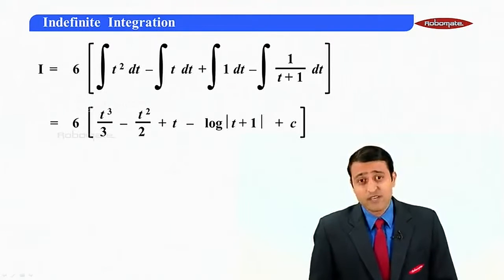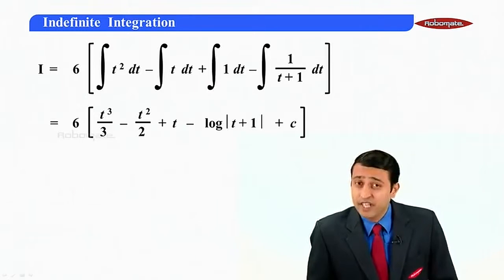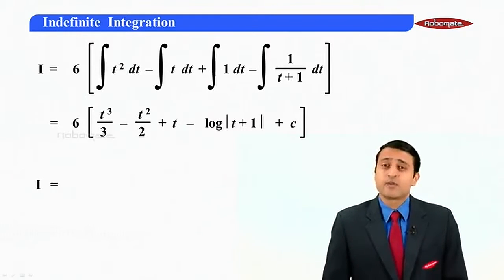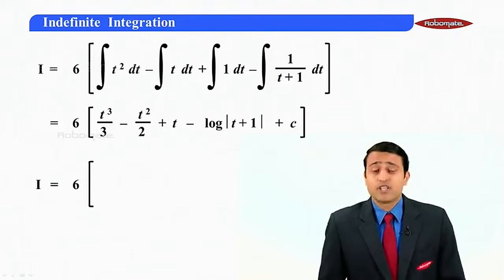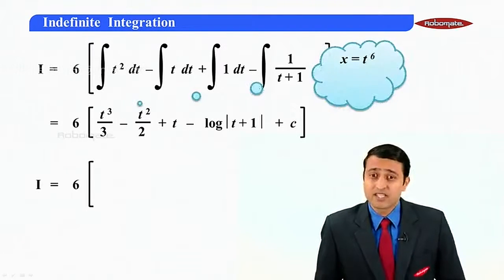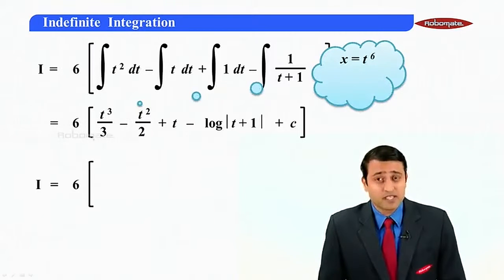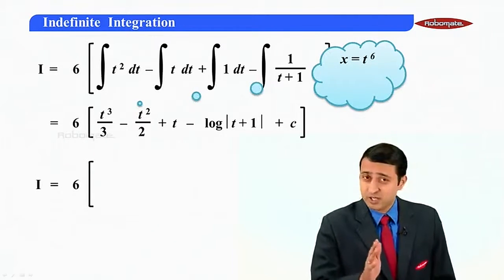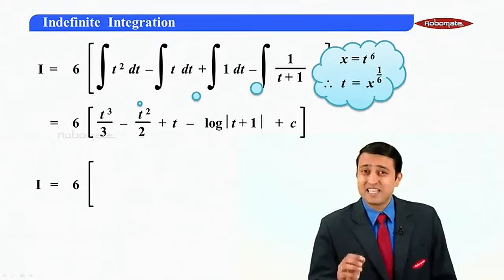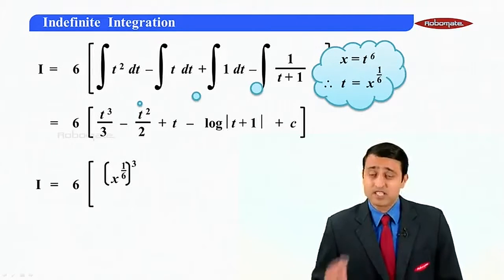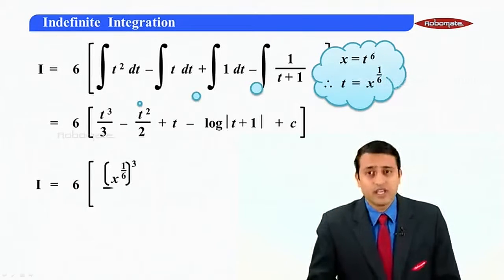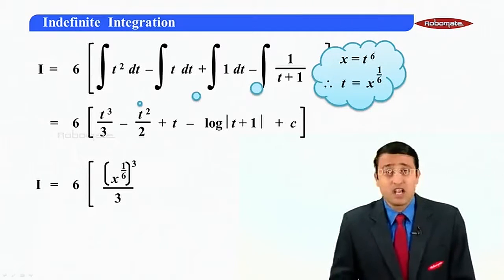Now my dear students, we have to substitute the value of t. So let us write that is equal to 6. Can I keep that 6 there only? Now t cube, what is t cube equal to, or what is t equal to? Can I say it is x raised to 1 by 6? Because x was t raised to 6. So can I say t is x raised to 1 by 6? So what we will have here is x raised to 1 by 6, the whole raised to 3, upon 3 will be there as it is.